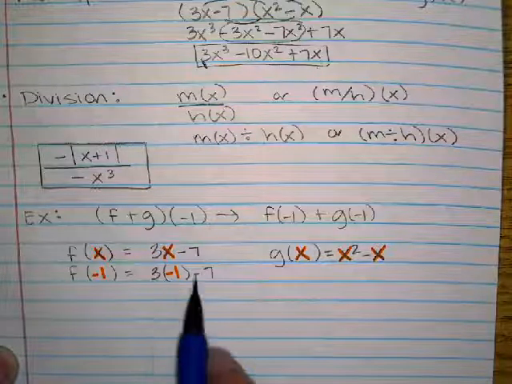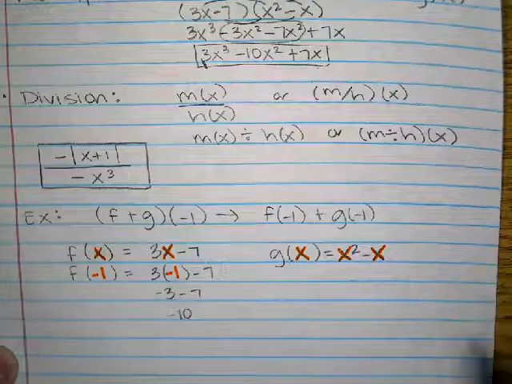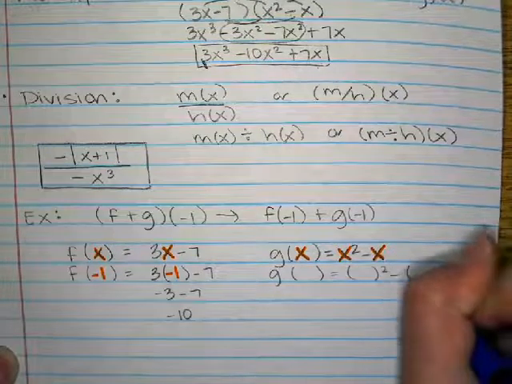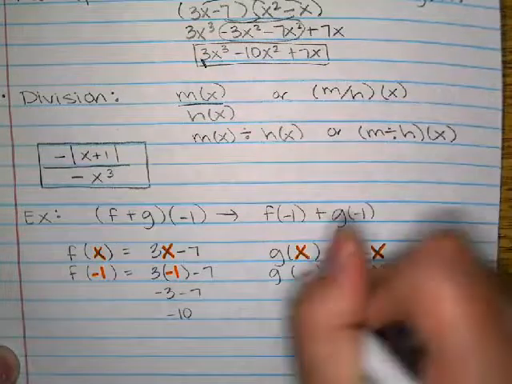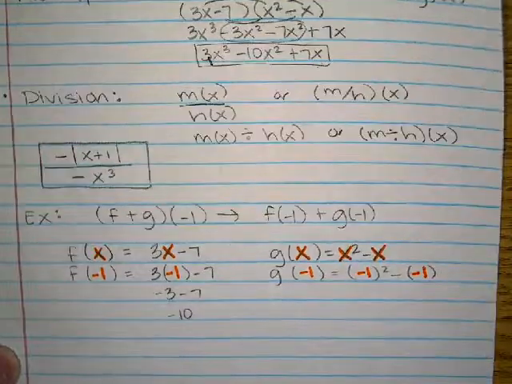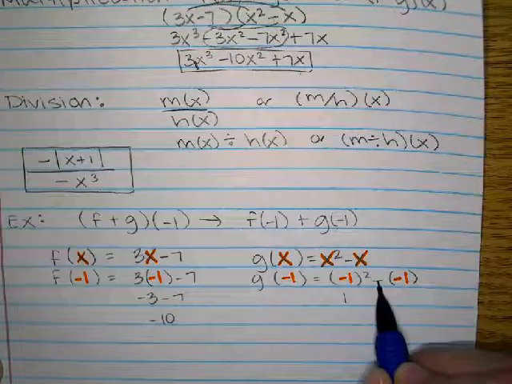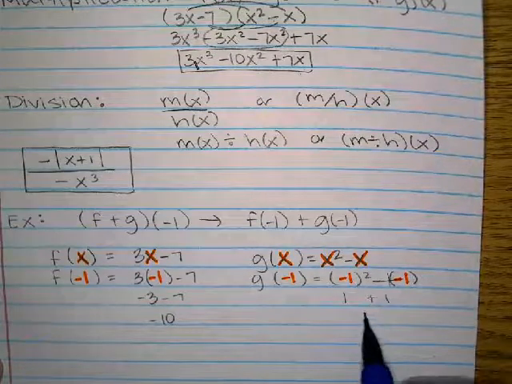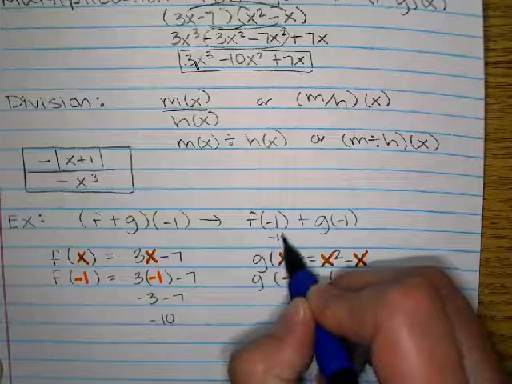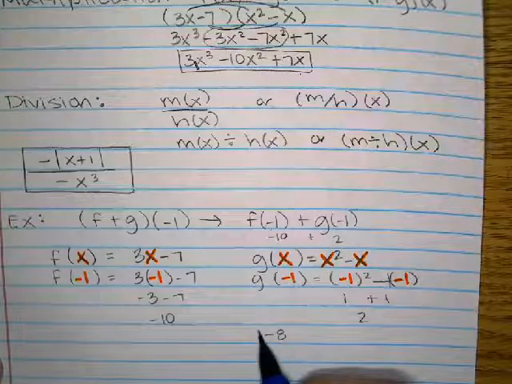And then over here, I would have -1 squared minus -1, and -1 squared is 1, minus minus makes a plus, so that's 2. So I'm doing -10 plus 2, and then what do I get as my final answer? -8. Perfect. Okay. All right, so let me go ahead and hand out the sheet of practice for this.